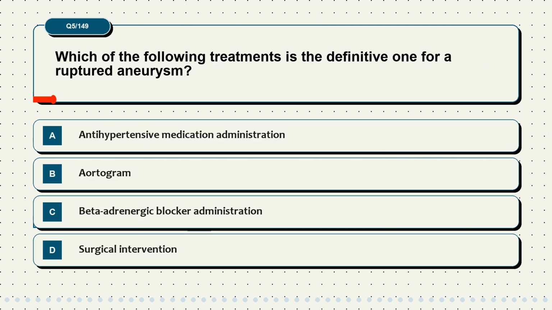Question 5. Which of the following treatments is the definitive one for a ruptured aneurysm? Here are the options. Option A, antihypertensive medication administration. Option B, aortogram. Option C, beta-adrenergic blocker administration. Option D, surgical intervention.